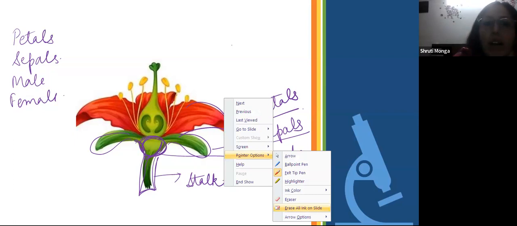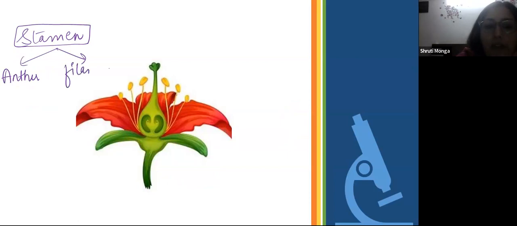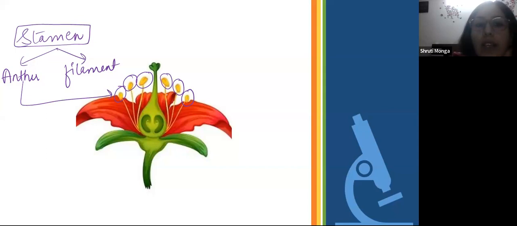The male reproductive part of a flower is known as the stamen. First of all, you should know the name. The stamen comprises two parts: anther and filament. Where are they? You can see these yellow lobed structures. These are known as the anthers. And you can see a slender tube-like structure which is holding this anther. These are known as the filaments.